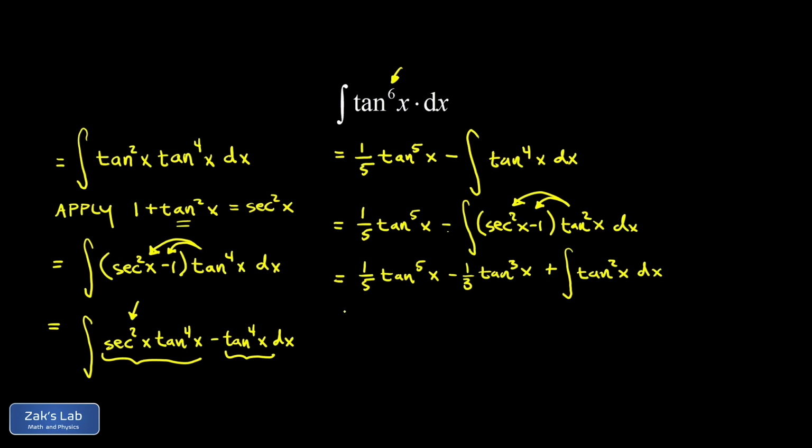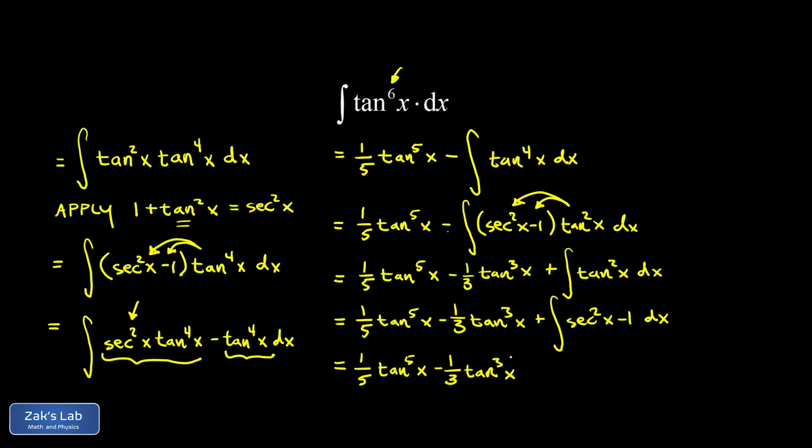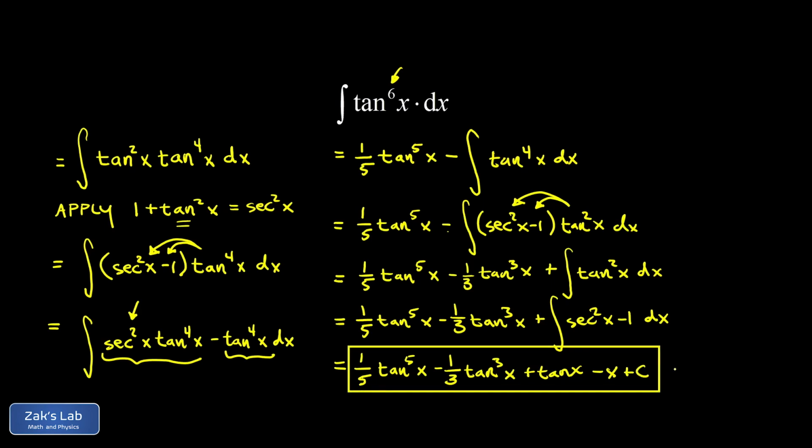So the final move here is to just replace tangent squared again with secant squared x minus 1. And so the integral of secant squared x is just tangent x, again, because secant squared is the derivative of tangent. And then we have the integral of negative 1, which is negative x. So in our final answer, we have this 1/5 tangent to the fifth of x minus 1/3 tangent to the third of x plus tangent of x, just the antiderivative of secant squared there, and then minus x. It is an indefinite integral, so we have to have a plus c on there, and we're done.